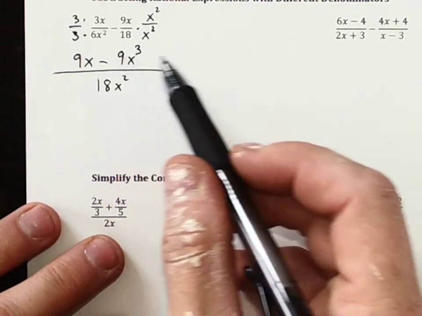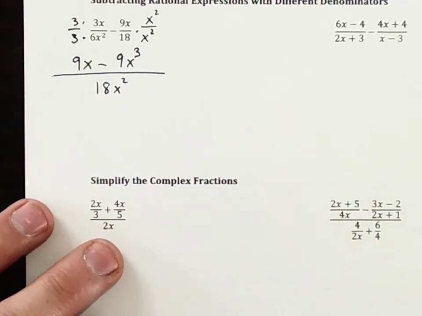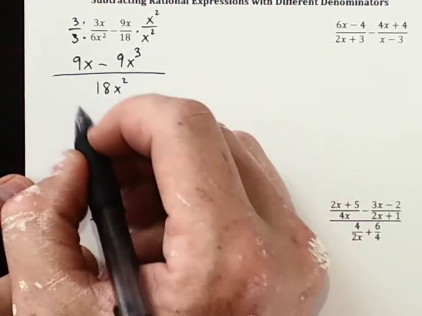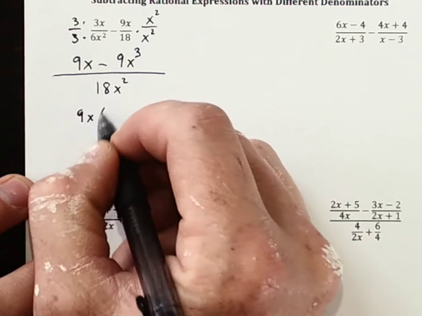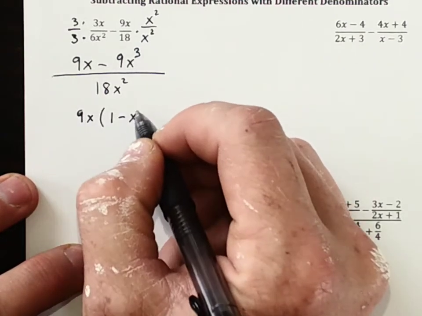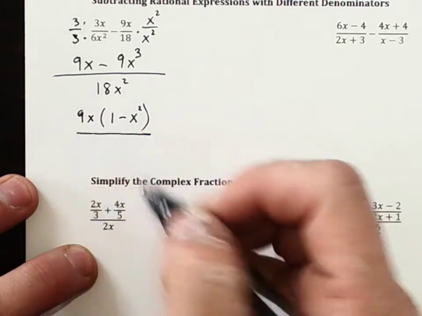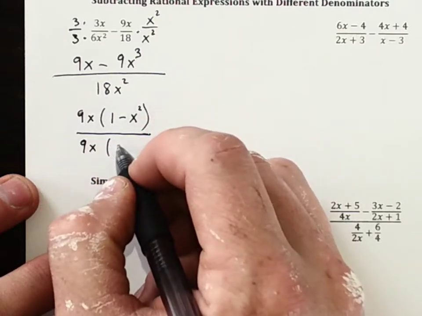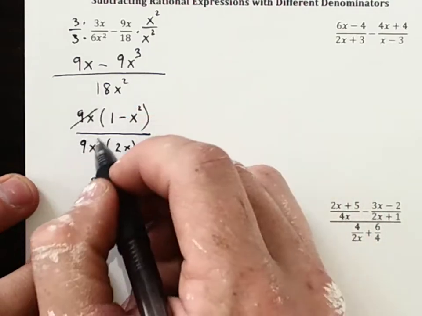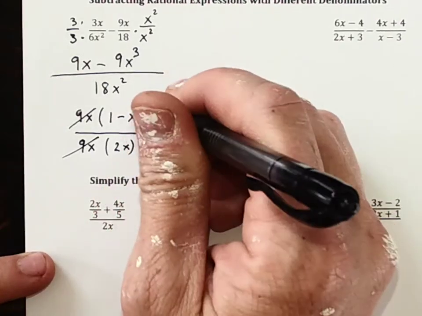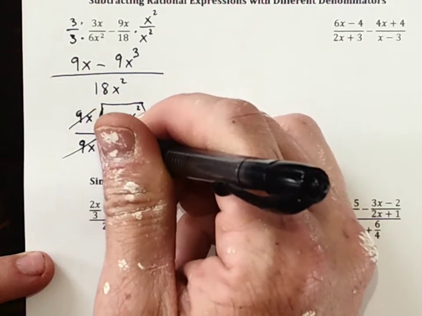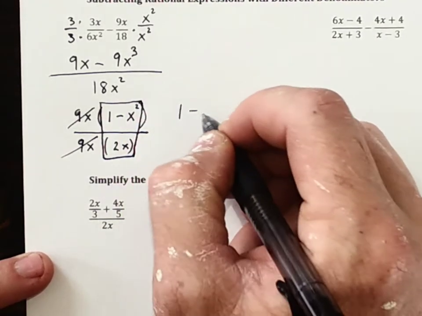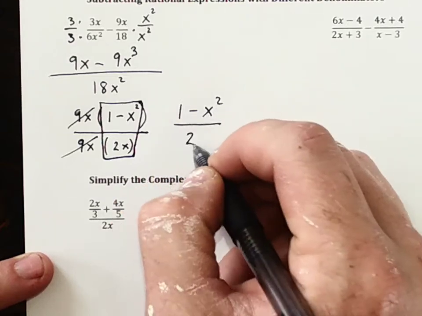Now, since everything has an x in it, we can simplify now. I can factor out an x. Actually, everything's got a 9 in it too. So I can take out of the top a 9x, which leaves behind a 1 minus x squared. In the bottom, I can also take out a 9x, which leaves behind a 2x. The 9x divided by 9x goes away, leaving me my answer of 1 minus x squared divided by 2x.